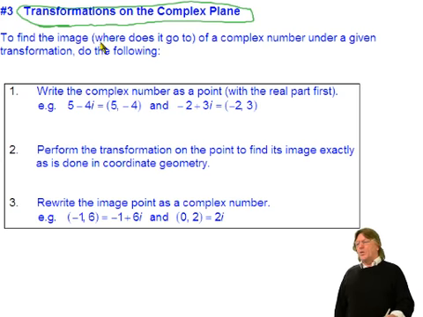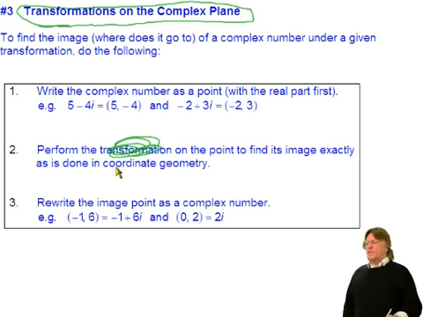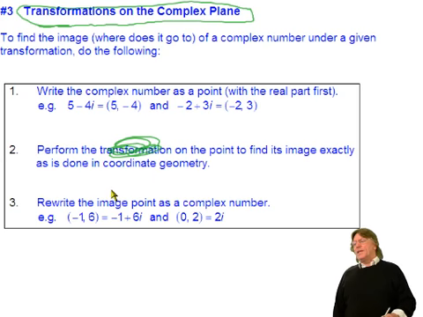To find the image, where it goes to, of a complex number under a given transformation, we do the following. Write the complex number as a point with the real part first. So if you have 5 minus 4i, it's 5 comma minus 4. And if you have minus 2 plus 3i, then it's minus 2 comma 3. Perform the transformation, whatever that is, move it, in other words, to find the image exactly as done in coordinate geometry. And then rewrite the image point as a complex number. So if you have minus 1, 6 as an answer, it's minus 1 plus 6i. And if you have 0, 2 as an answer, it's just 0 plus 2i.